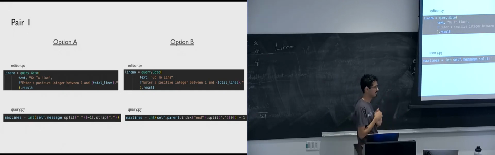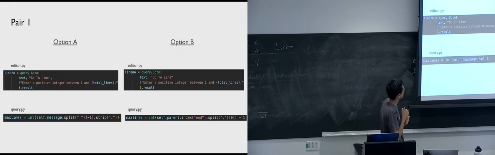Yeah. So I said that option A is better because for option B, you use self.parent.index. From what I saw in the query.py file, there's no guarantee that the parent object has an index function. So if you do that, then there might be some cases that don't work. Whereas if you do self.message.split, since the message is just a field of the query class, it'll always have a split function. Okay, interesting. Does anybody else have a different answer or a reason for it?